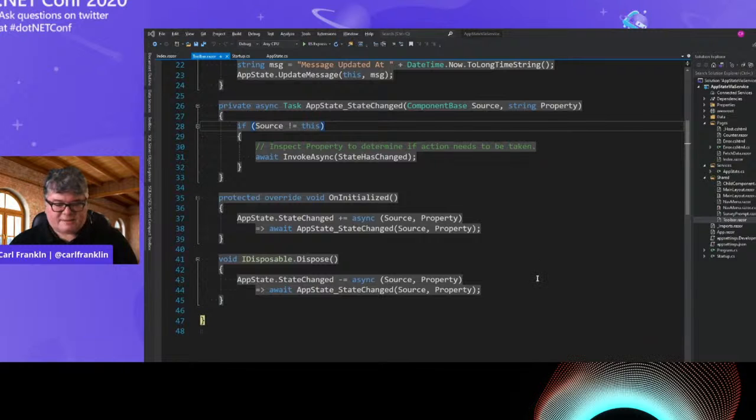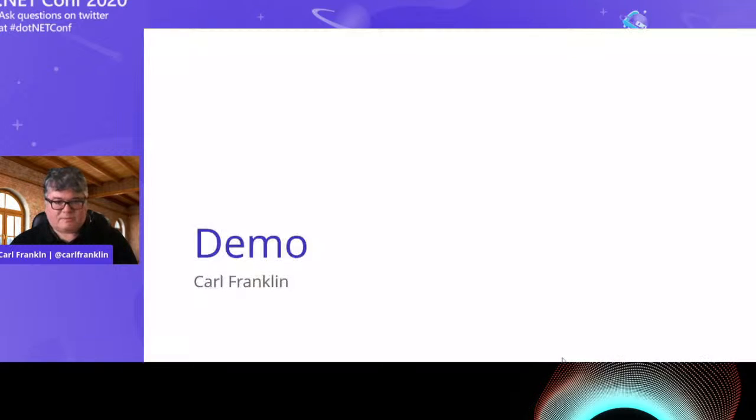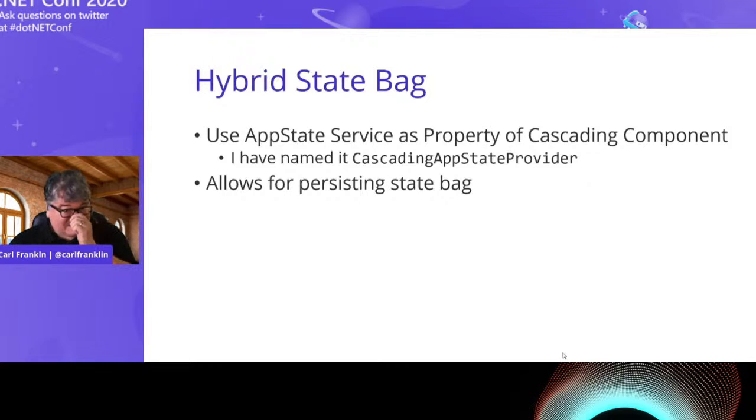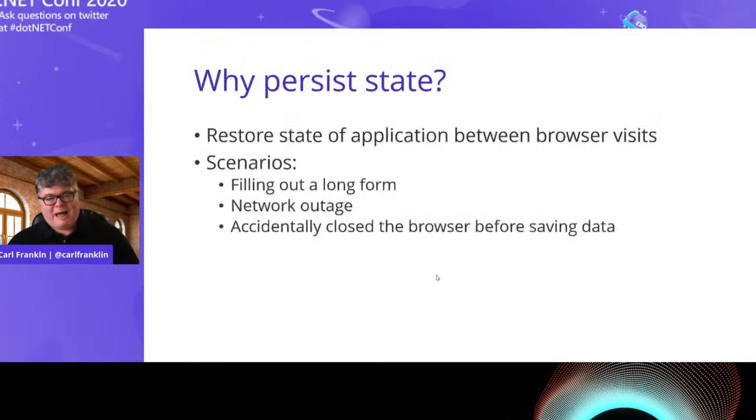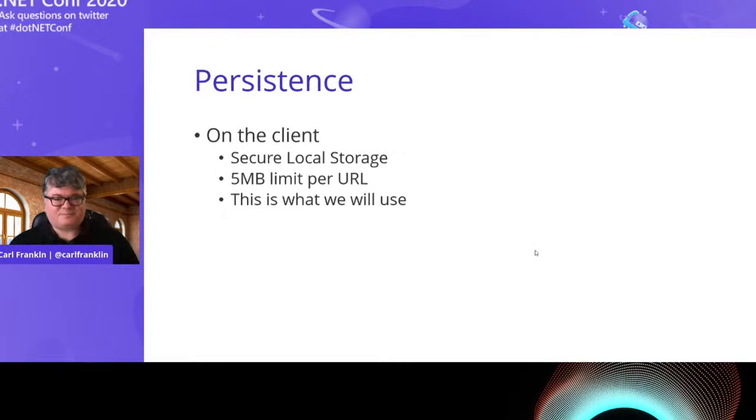All right, let's get back to here. So the hybrid state bag uses the app state service as a property of the cascading component, and it allows for persisting the state bag. Now, why persist? You want to restore the state of the application between browser visits. So one scenario, filling out a long form, how many times have you had to fill out a form? And then it asks you, when you're almost done, what was your median income in this year? And you have to go look it up, you come back and it's timed out. If you have a network outage, you accidentally close the browser, that kind of stuff.